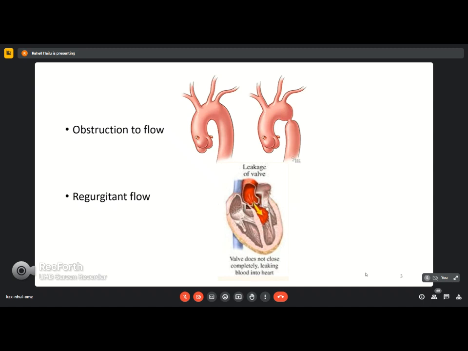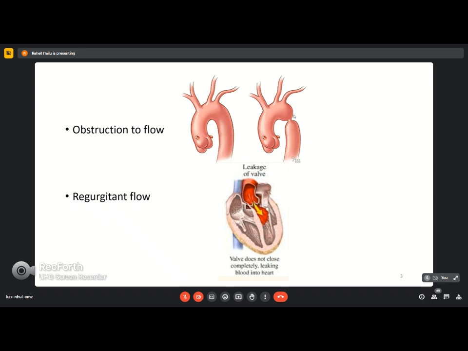So it could be due to atherosclerosis or any other mechanical obstruction, or a congenital anomaly like coarctation of the aorta, a congenital narrowing of the aorta. So any sort of obstruction of blood flow, including valvular stenotic lesions. Valvular stenotic lesions also obstruct blood flow and can result in a cardiovascular abnormality. That's another mechanism. Another mechanism is regurgitant flow.